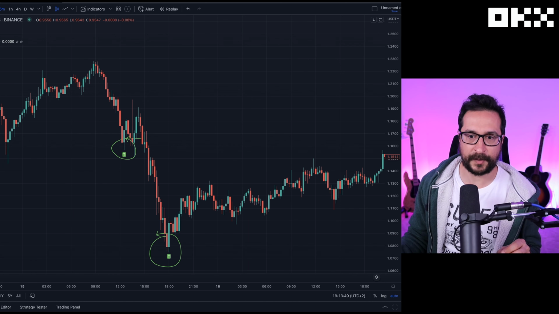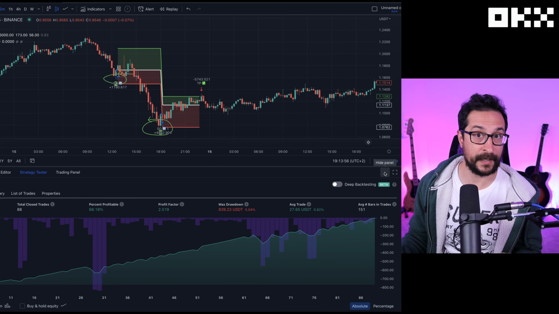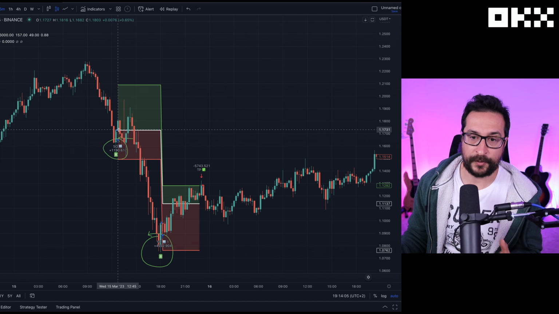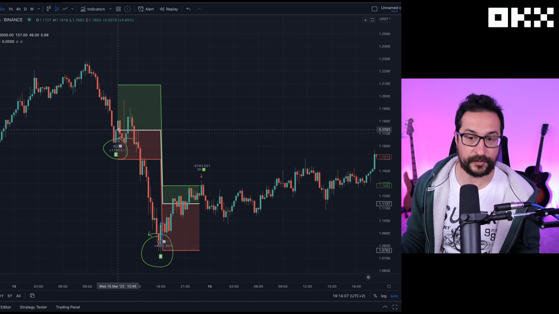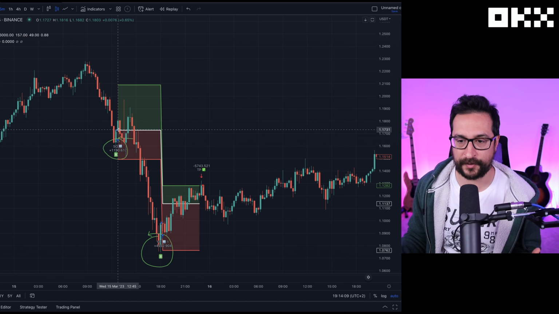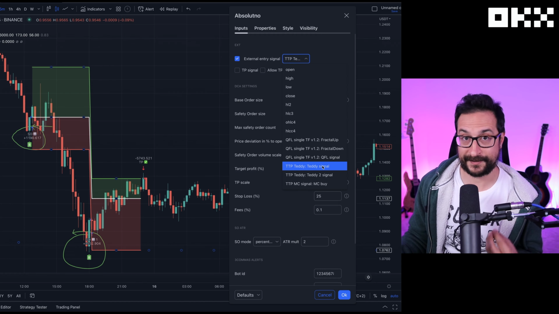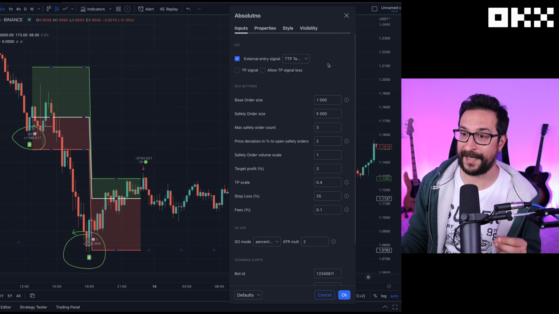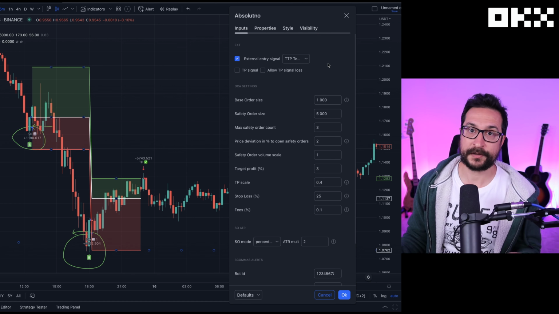It's a Pine script that can connect to an external signal to make this a reality. If you look here, we are connecting Absolutno to Teddy signal. You can connect it to any other signal that you prefer to use to decide when to enter safety orders. Once you connect it as an external signal to enter new deals, it will only enter a new safety order if that signal triggers a buy.